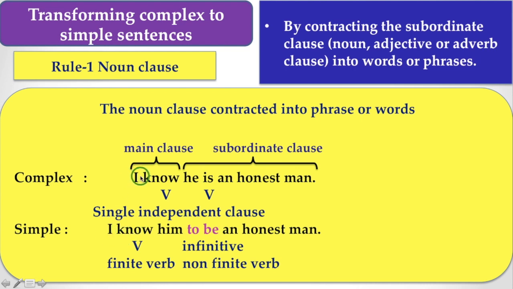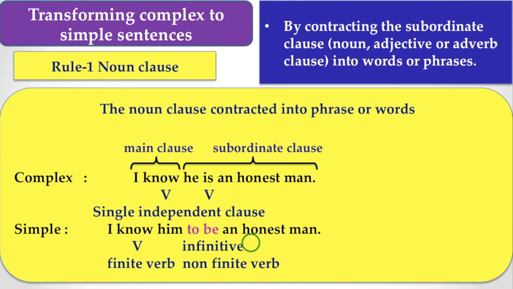Here when this sentence is converted into a simple sentence, the sentence should look like, I know him to be an honest man. Here you find 'to be', that was 'he is an honest man'. Instead of this finite verb, we have to use 'to be', that is an infinitive and that is a non-finite verb also. So those who want to know more about English verbs, I also have a video lesson. You may watch that video lesson also. I will provide the link in the description box below.